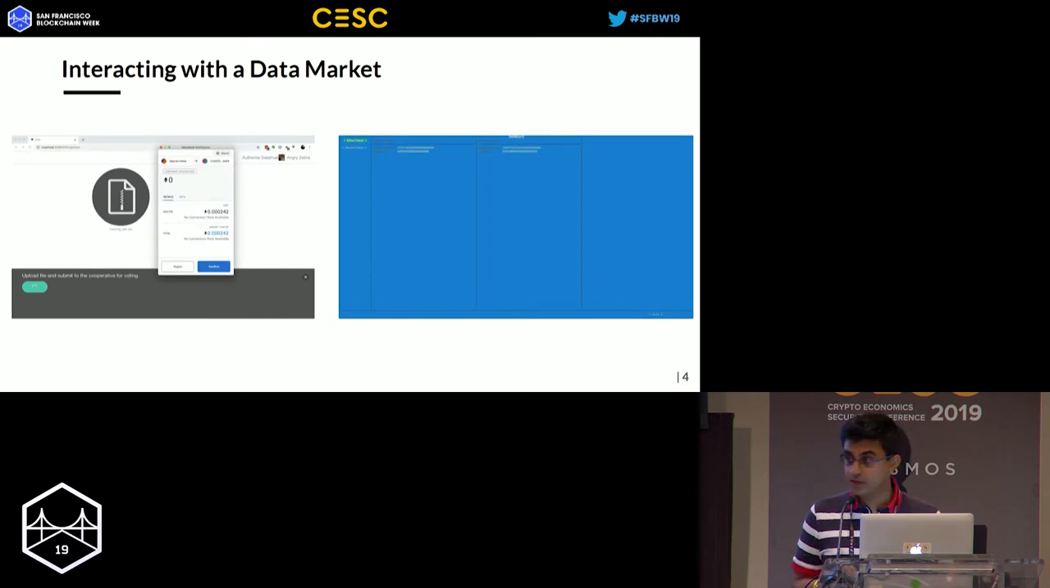So we built out a number of tools to help us investigate this. We have a web UI we can use to interact with the data market. We also have some command line tools. So we've used these tools to interact with this in a hands-on experimental fashion. But still, we want to scale that out.